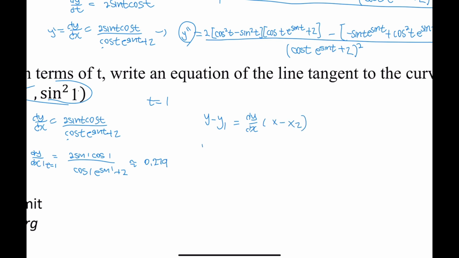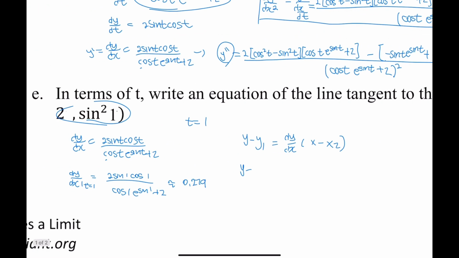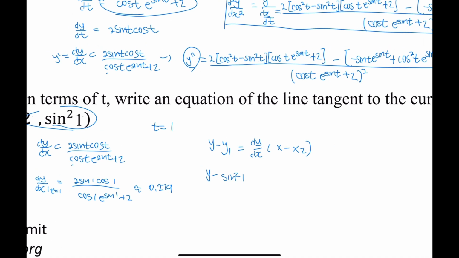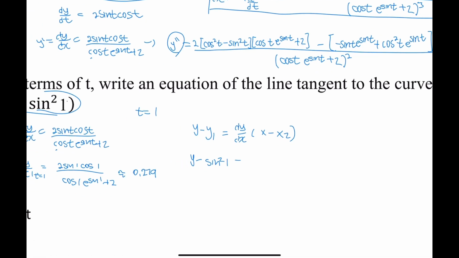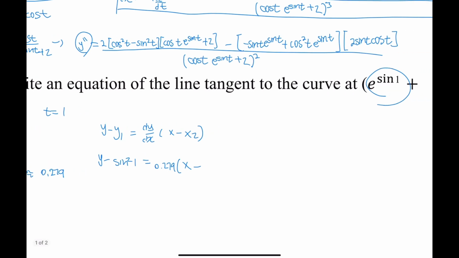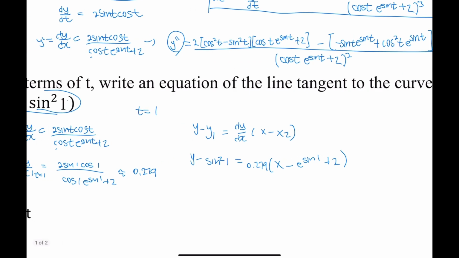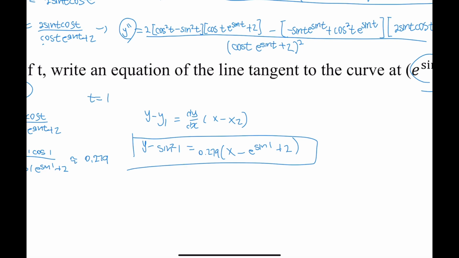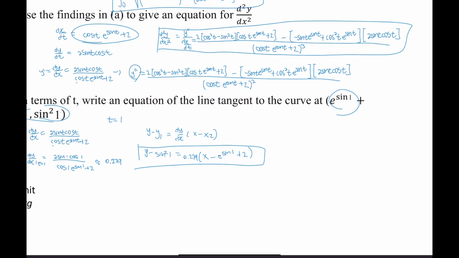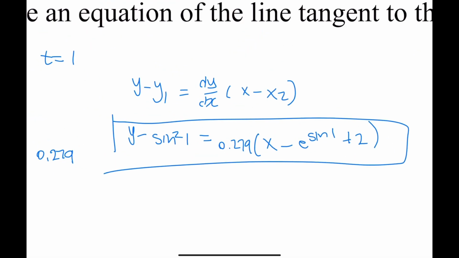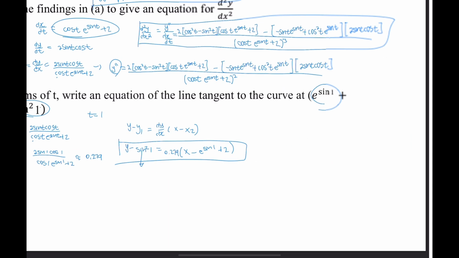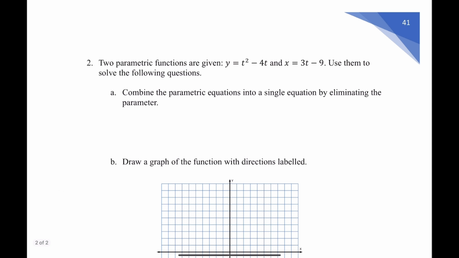Okay, so y minus our y value, which is sine squared 1, equals 0.279, our dy/dx, times x minus e to the sine 1 plus 2. Okay, so this is going to be the equation tangent to the curve at the given point. If you want, you can try to make this into a decimal so that it fits the dy/dx form as well. Okay, moving on, we have number 2.